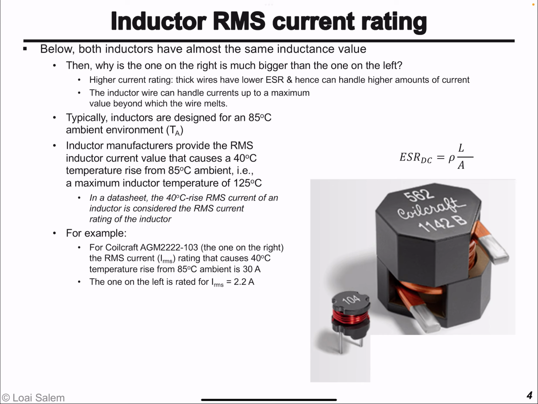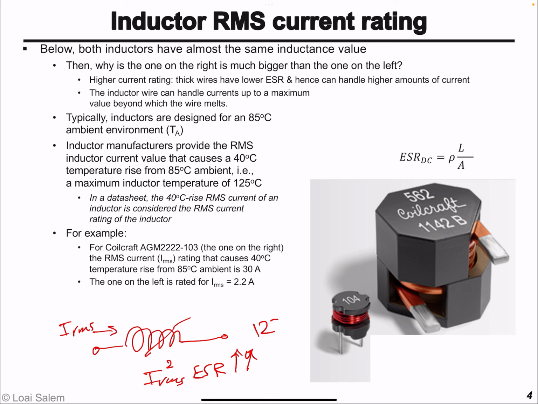As I mentioned before, inductors are made of copper or a conducting material. So as you increase the current flowing into them, or the RMS value of the current flowing into them, at some point the RMS current square times their equivalent series resistance will cause so much heat that the wire will melt, or essentially the temperature will reach 125 degrees C.